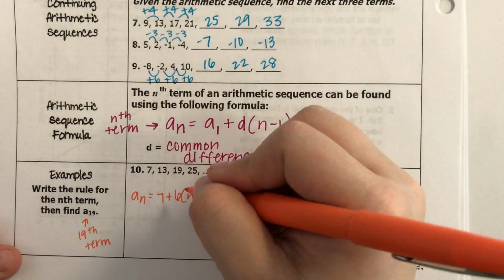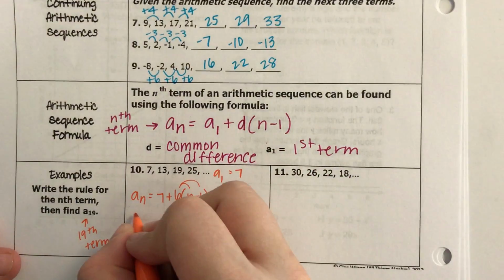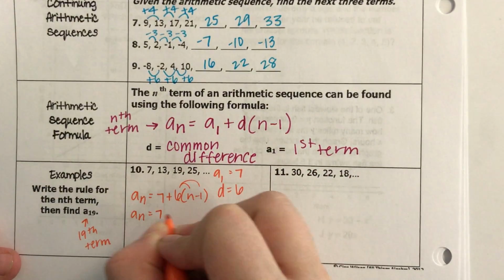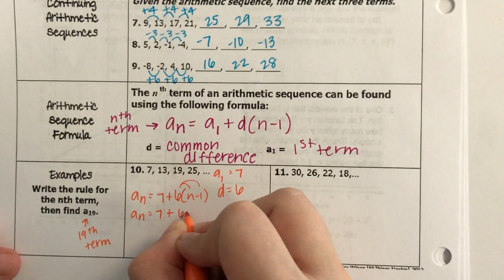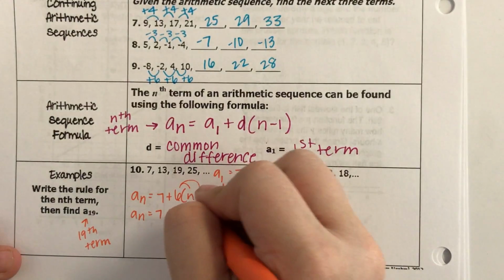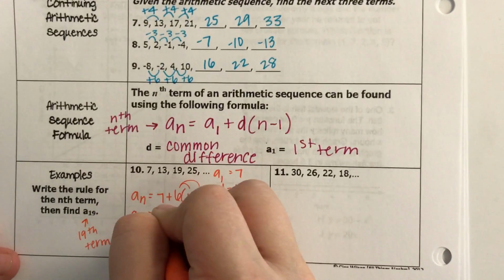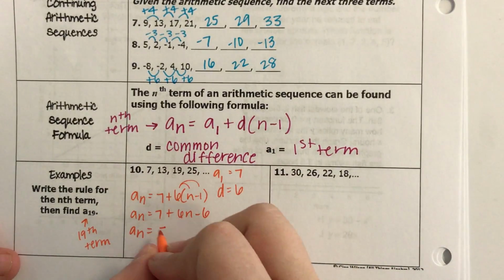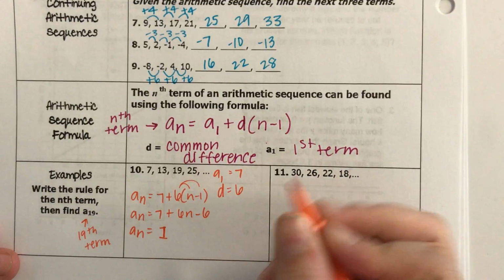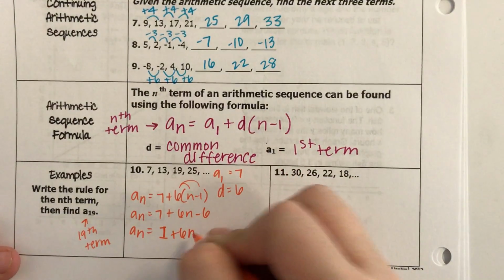Okay, so this I distribute. 6 times n is 6n. 6 times negative 1 is negative 6. So my formula is, well, 7 minus 6 is 1. That's a 1 plus 6n.